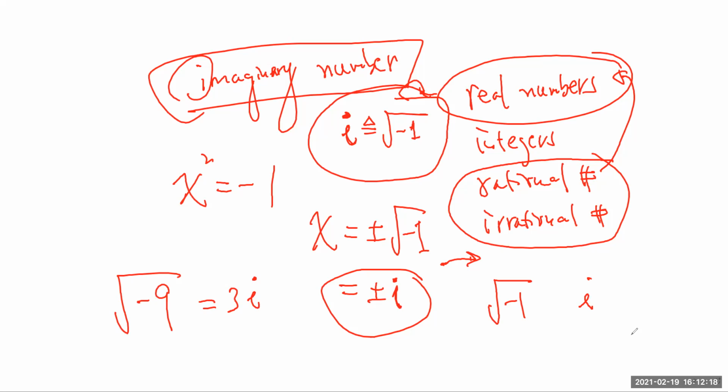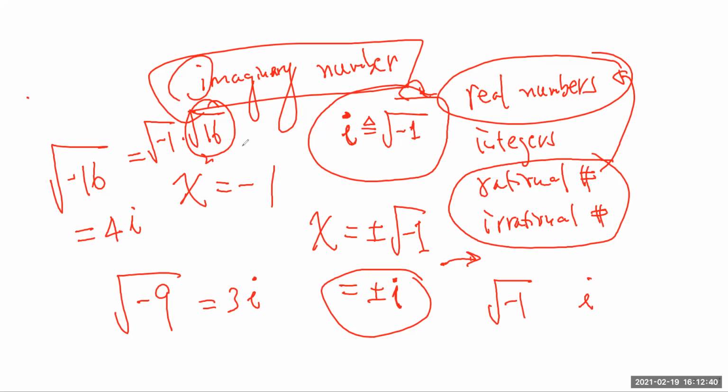Would any square root of a negative number be an imaginary number? Yes, any square root of a negative number is an imaginary number. So this will be 4i. Basically we write this as -1 times the square root of 16. Now the square root of 16 is 4, so we just write that as 4i.